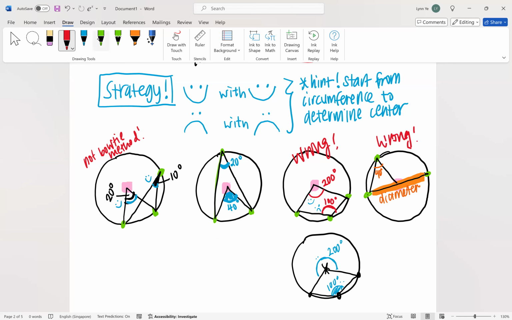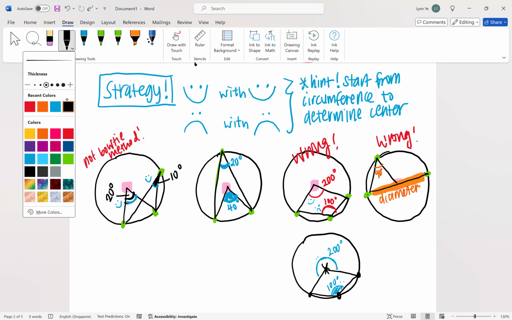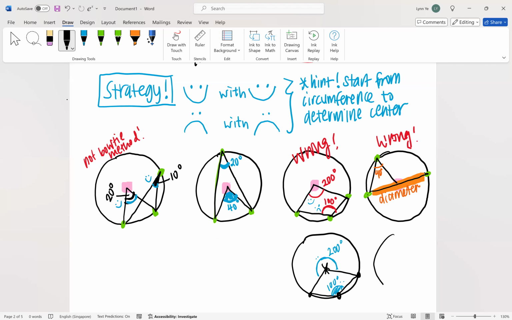Understand? So all the wrong answers must be copied. So what is the right way? So this is a diameter. This is the center. So how do you go about doing it? So always look at the angle here first. Okay, see this angle right here? At the circumference. And this is the angle at the center.